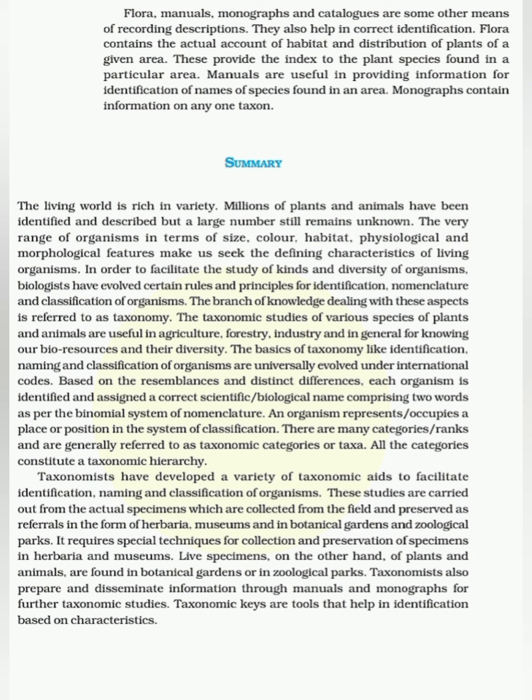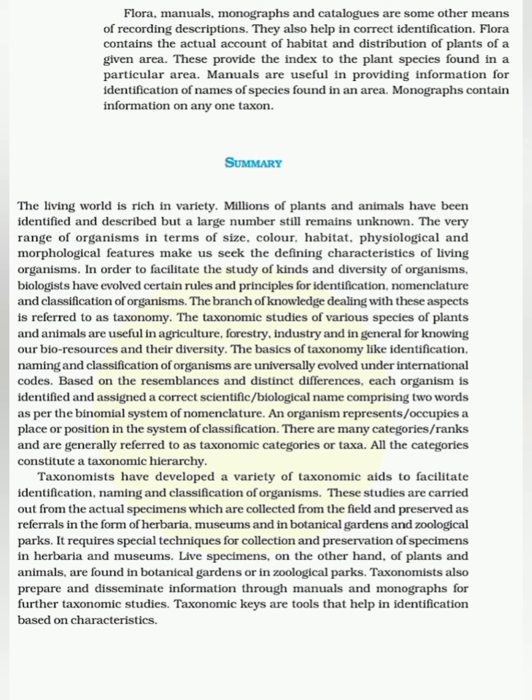The branch of knowledge dealing with these aspects is referred to as taxonomy. The taxonomic studies of various species of plants and animals are useful in agriculture, forestry, industry and in general for knowing our bioresources and their diversity. The basics of taxonomy like identification, naming and classification of organisms are universally evolved under international codes.